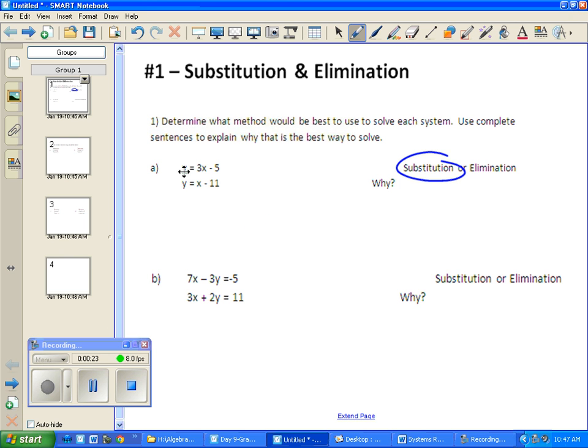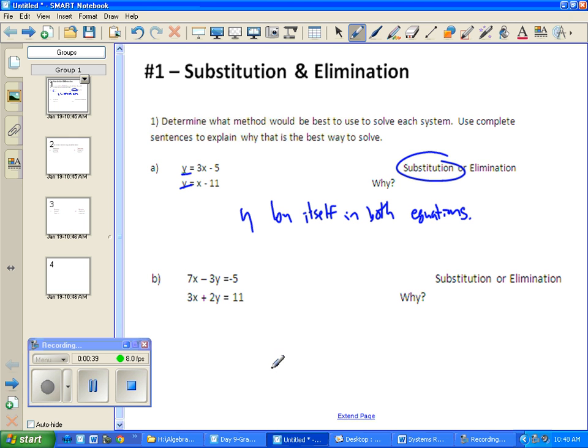Number 1, y equals 3x minus 5, y equals x minus 11. When you see y equals both times, you want substitution. So substitution, why would I want substitution? It's going to be real easy to set these two things equal to each other.